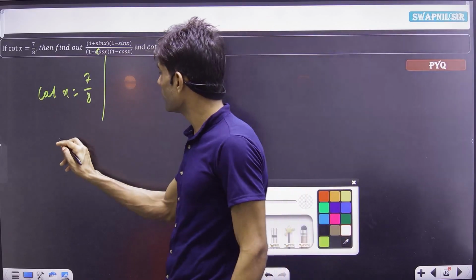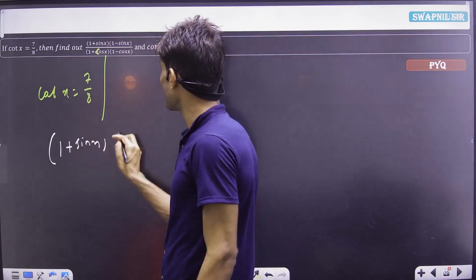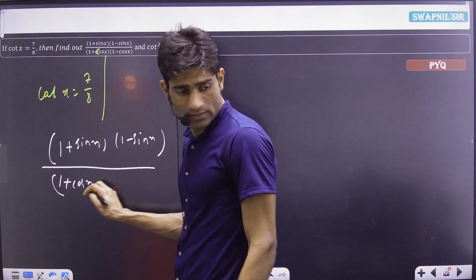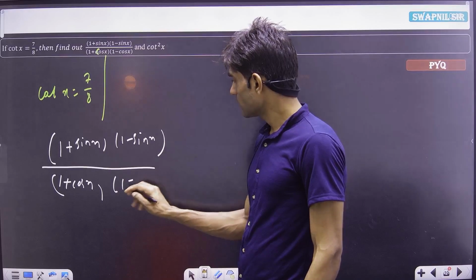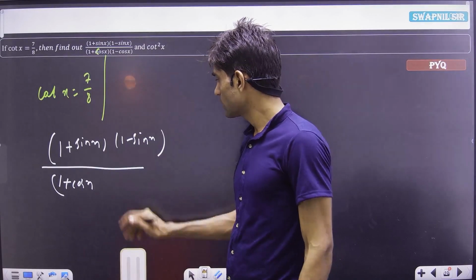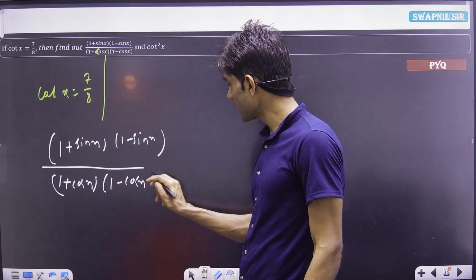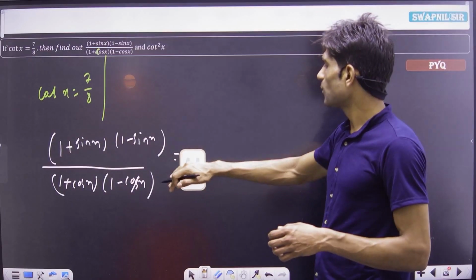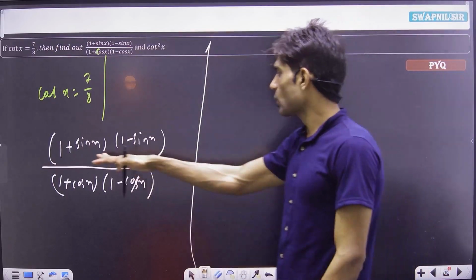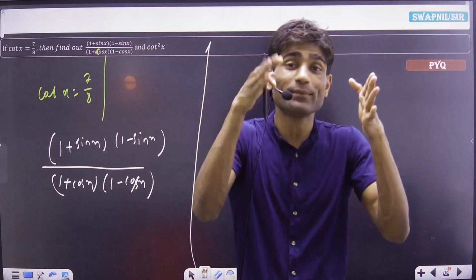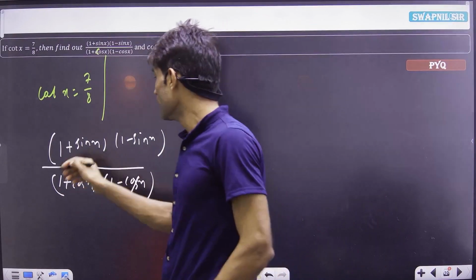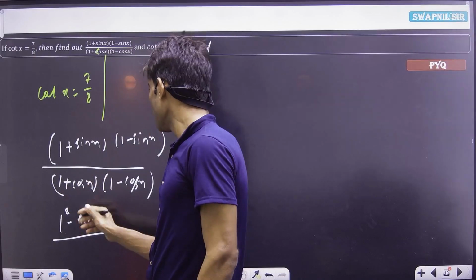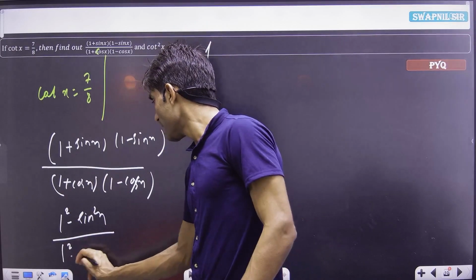So in my question we have been given 1 plus sin x multiplied by 1 minus sin x, divided by 1 plus cos x multiplied by 1 minus cos x. Like a plus b multiplied by a minus b, we write a square minus b square. So we write 1 square minus sin square x, and for 1 plus cos x, 1 minus cos x, we write 1 square minus cos square x.